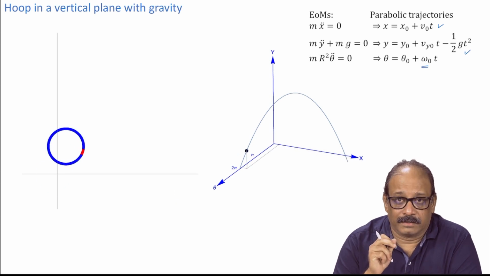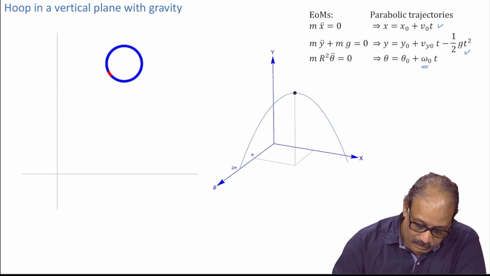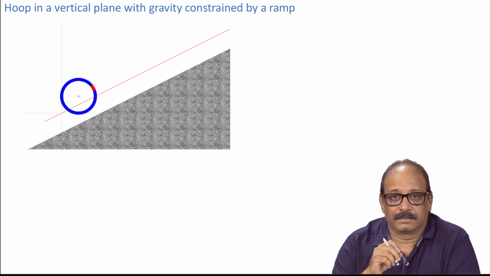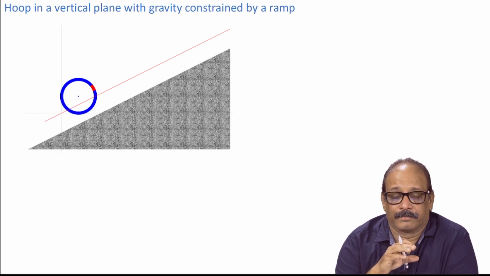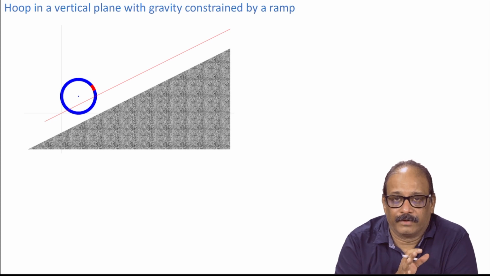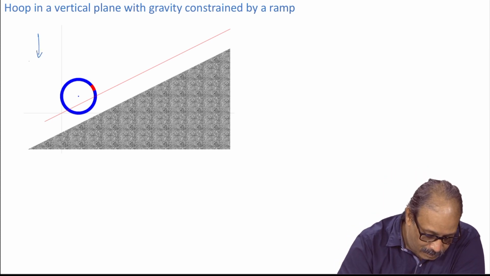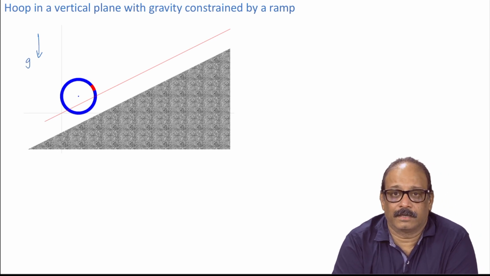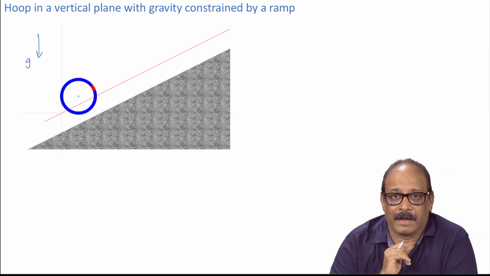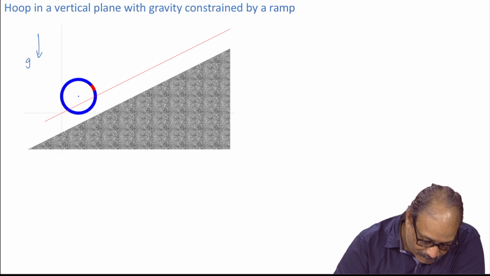Now, I am going to put one constraint here. Okay. Let us take a situation where you have this hoop which can move in a vertical plane. There is still a gravitational acceleration pointing down, and now I am going to put this ramp. This ramp makes an angle of 30 degrees here.